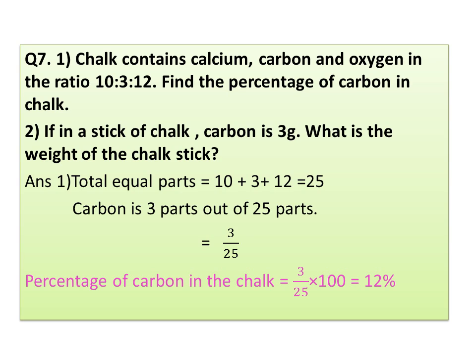So we can write the fraction of carbon as 3 upon 25. For finding out the percentage, we have to multiply it by 100. So percentage of carbon in the chalk equals 3 upon 25 multiplied by 100. So we can do the cancellation. 25 ones are 25, 25 fours are 100. So 3 fours are 12%. So this is the answer. Percentage of carbon in the chalk is 12%.